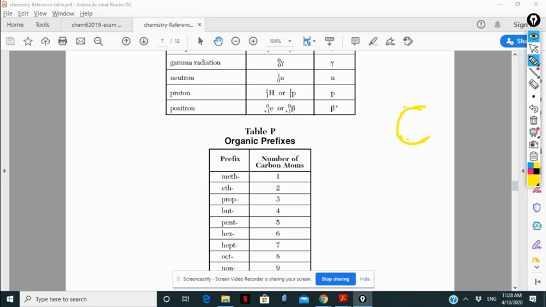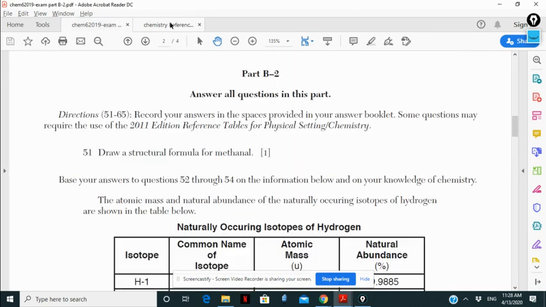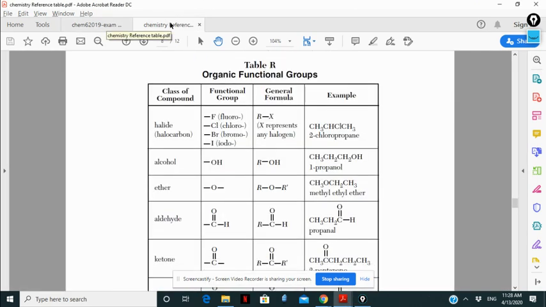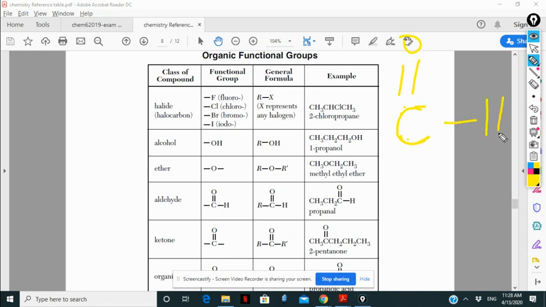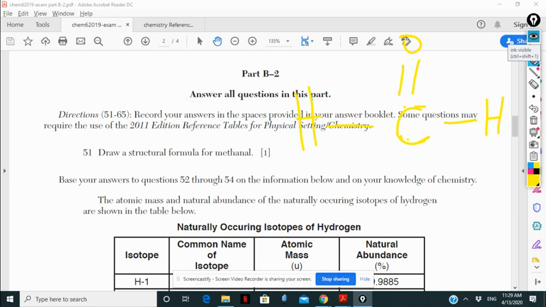And "-al" means I'm going for the functional group, to know what "-al" means. "-al" here is aldehyde, so it has C double bond O, H. So C double bond O H, that's for the aldehyde. And now the carbon is missing one hydrogen, so C H, C double bond O. That's the structure for methanal.